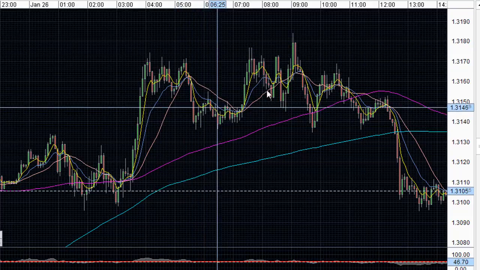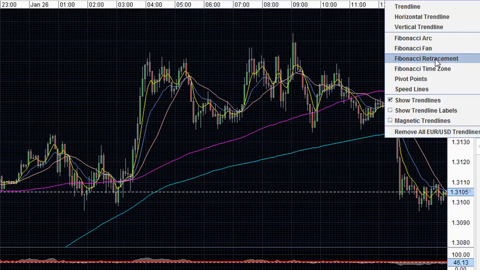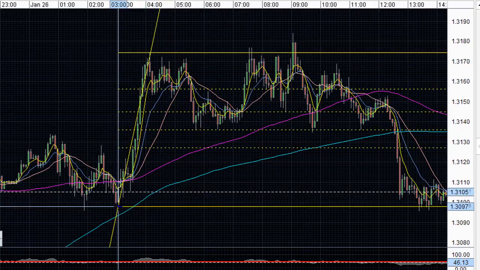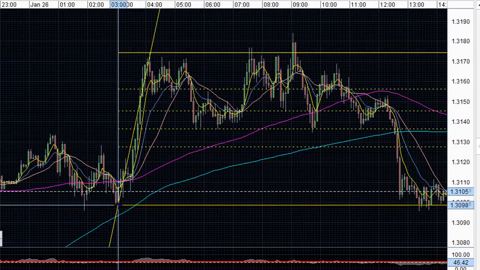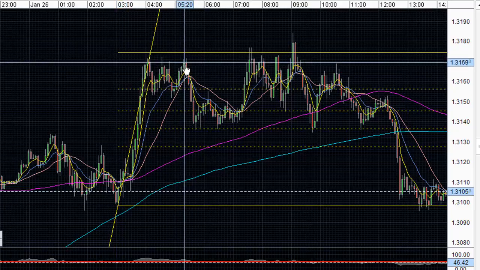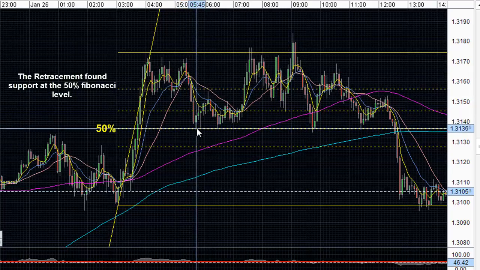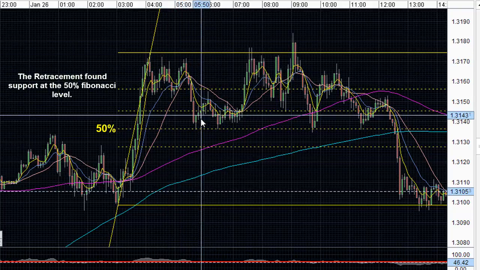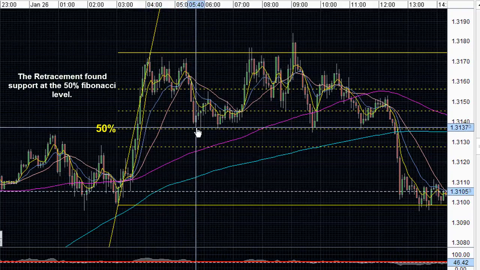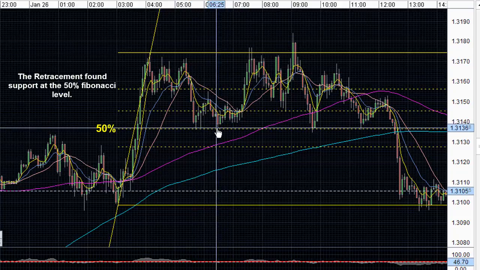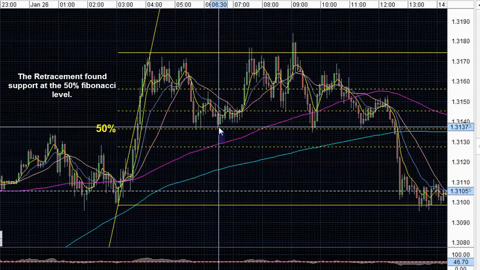Now, if I was to draw in a Fibonacci retracement of this recent rise from the high here at 1.3174 down to the low here at 1.3098, you can see that this retracement off this resistance actually stopped and found support at our 50% Fibonacci level. So you can see that price retraced from our resistance down to our 50% level, and you could have entered at a few locations around 5:40, or you could have waited and entered at 6:30 a.m.